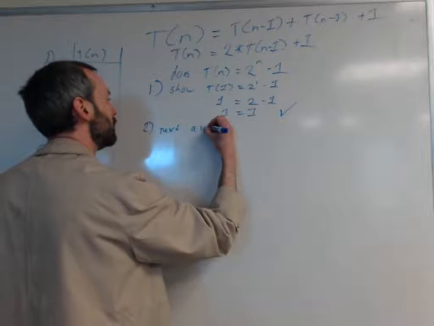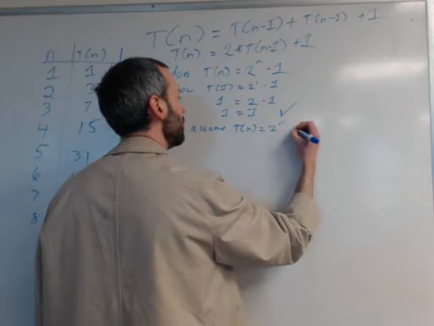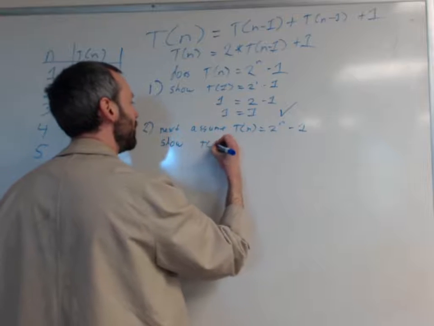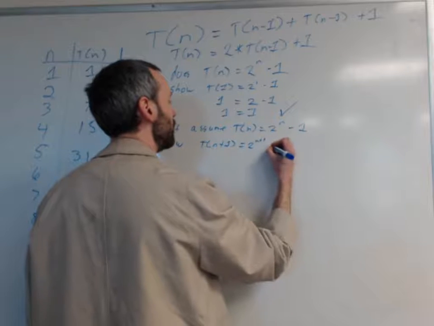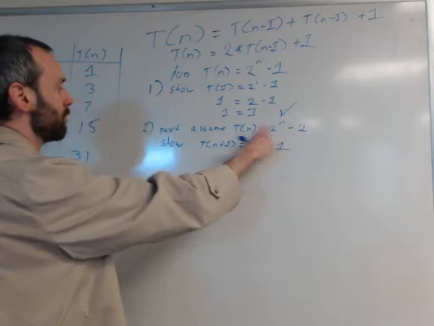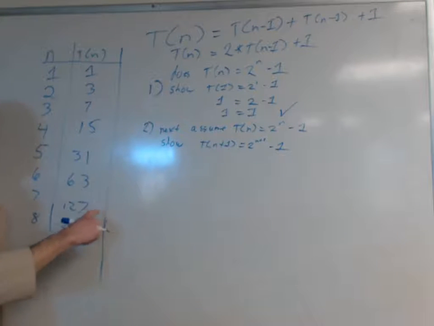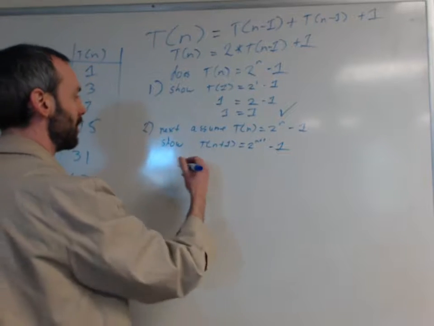Okay. Proof by induction, step 2. Next, assume T of n equals 2 to the n minus 1. Show T of n plus 1 equals 2 to the n plus 1 minus 1. We assume the previous is correct. We've already assumed this. So assume that at each step moving forward, the formula is going to hold in general. Okay? All right. So we want to prove that T of n plus 1 is that.